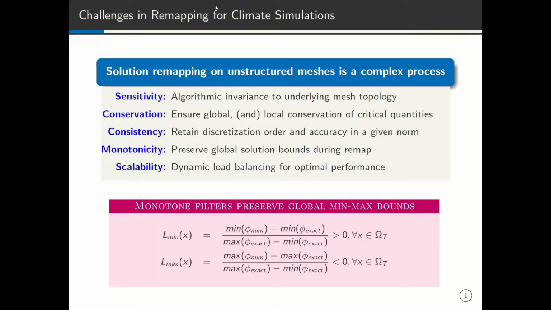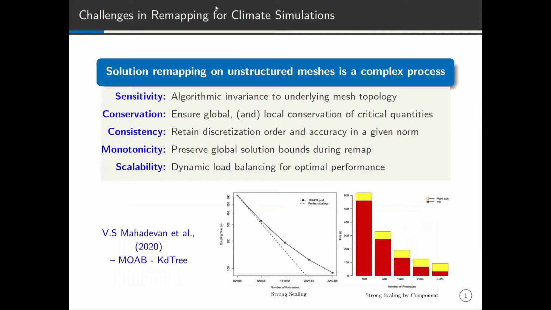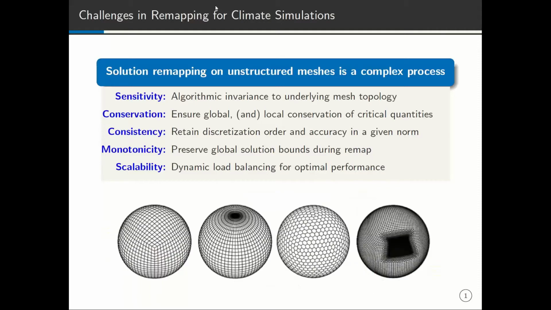And the next is monotonicity, which is the global maxima and minima. And you can also impose that in a local sense for the local maxima and minima as well after the projection. And of course, performance plays a pretty key role when doing real world production runs. And so scalability is an important factor as well. So this is pretty complex in the sense we are trying to optimize all of these objectives in transferring the solution from a source to target in a coupled run.